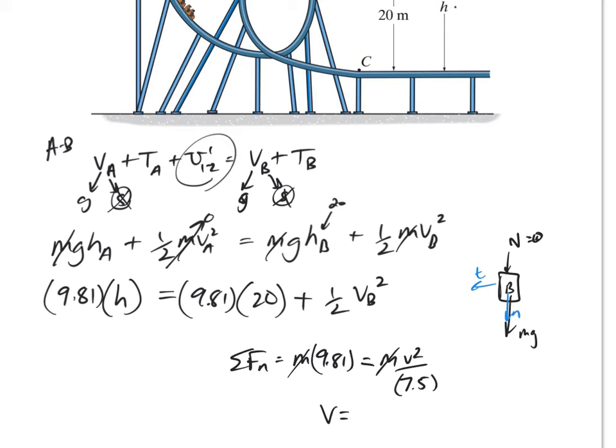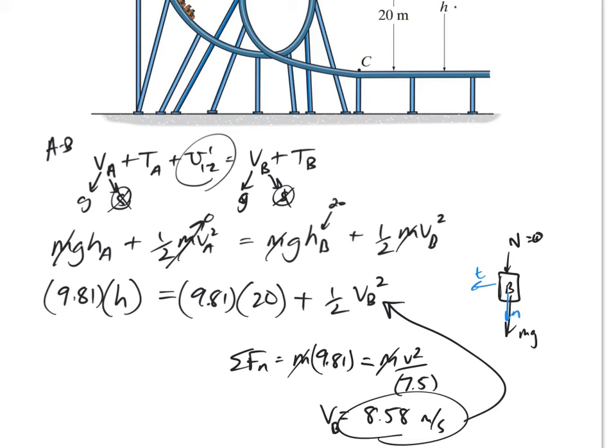So the velocity that it needs to have in order for it to barely make it up there and for it to almost leave the track, but not quite, the velocity at B needs to be 8.58 meters per second. So that's sort of what I was missing. This right here was what I was missing in that equation in order to solve for H.